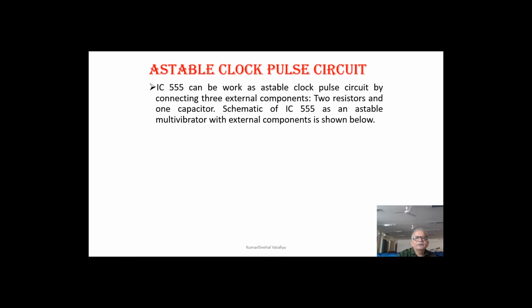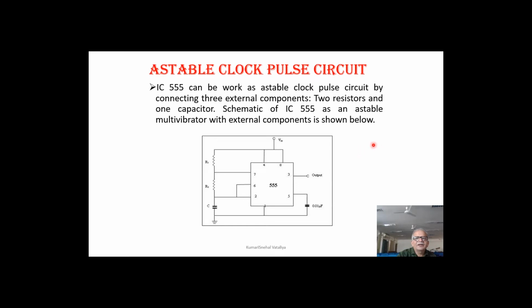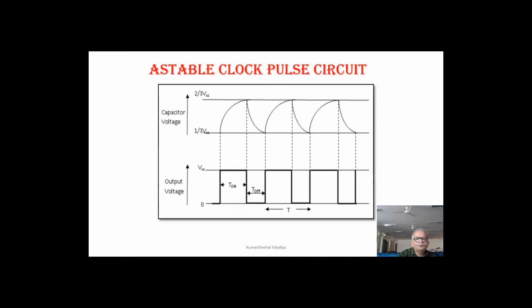IC 555 can be used as an astable clock pulse circuit by connecting three external components, two resistors and one capacitor. Schematic of IC 555 as an astable multivibrator with external components is shown below. This is an IC 555 of 8 pins. A capacitor is here, two resistors are here, and by the use of these components we are able to get square wave pulses at the output. These type of pulses are available.